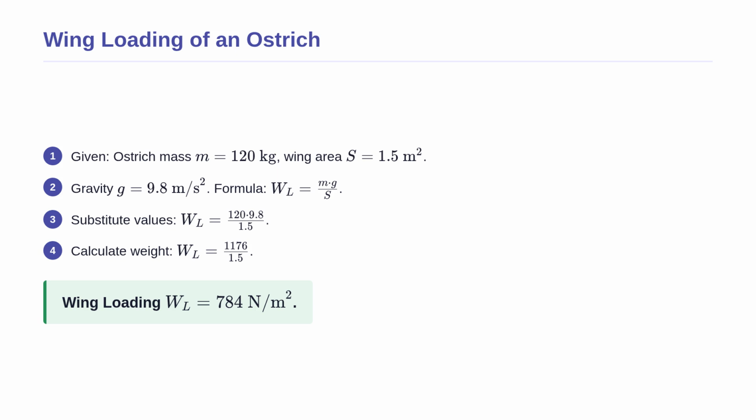This value is astronomically high. Physically, biological tissues and muscle power simply cannot support this load in the air. This mathematical result perfectly explains why the ostrich is classified as a flightless bird.